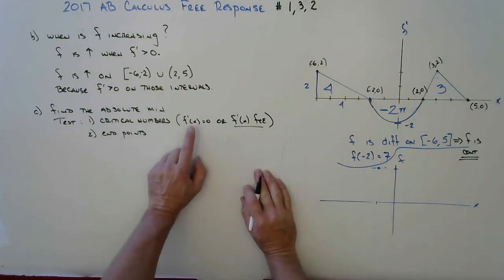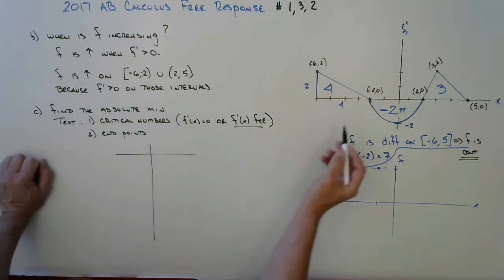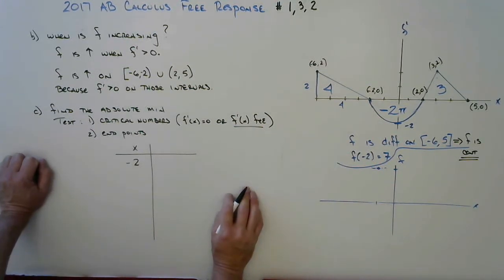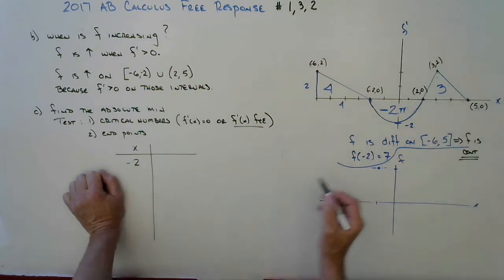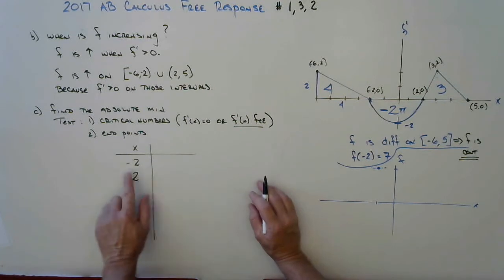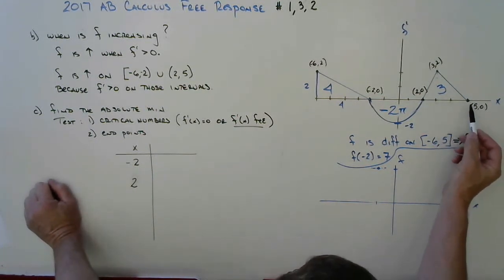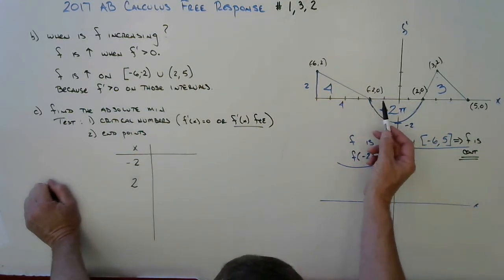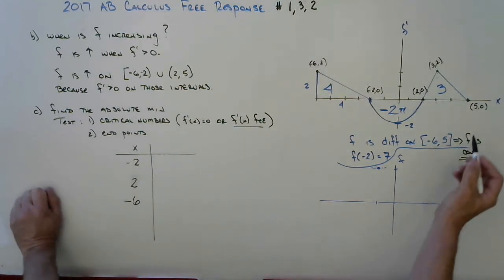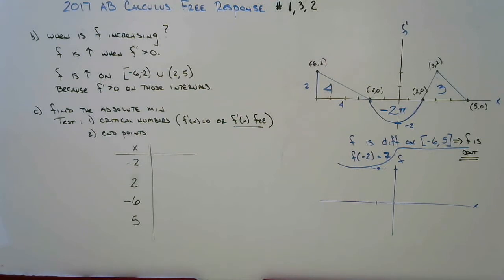So where does our derivative equal 0? If we take a look, our derivative equals 0 at -2. Our derivative equals 0 at +2. Let's go ahead and spread these a little bigger. Our derivative equals 0. Those are our only critical numbers. Our endpoints are -6 and 5. So those are the values that we have to test.